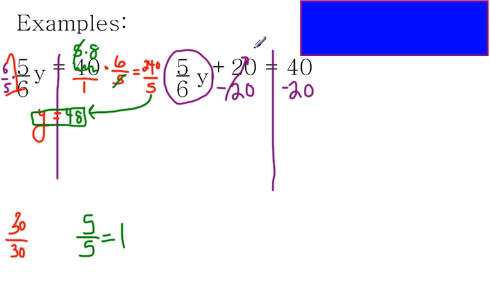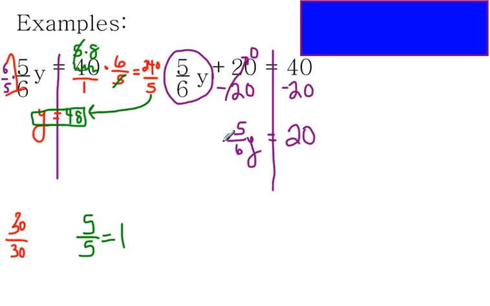This becomes 0. It's called a zero pair. And I've got 5/6 y equals 40 take away 20 is 20. Now this problem looks a lot like this problem over here did, and I'm going to solve by using the multiplicative inverse. That's what this lesson was about.